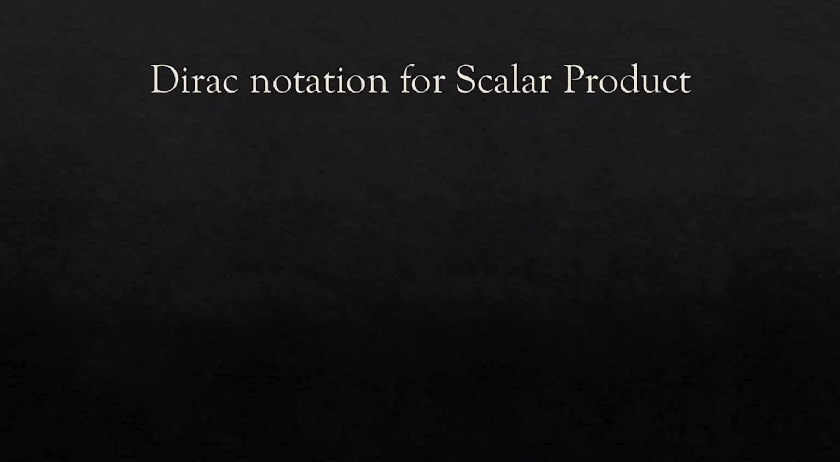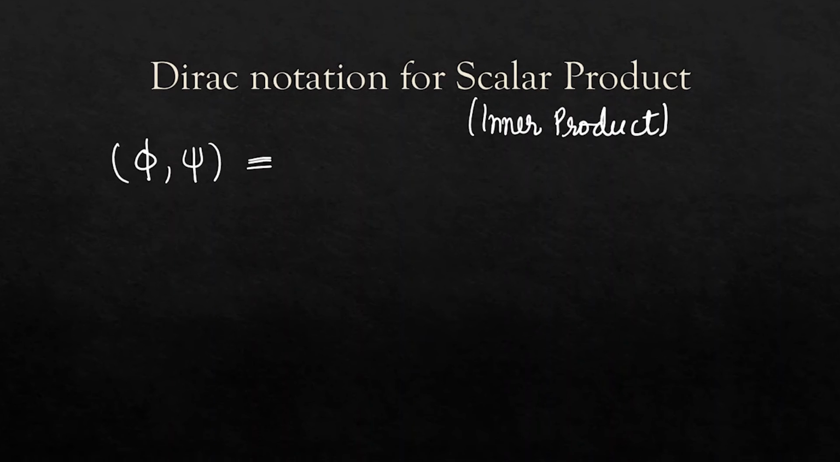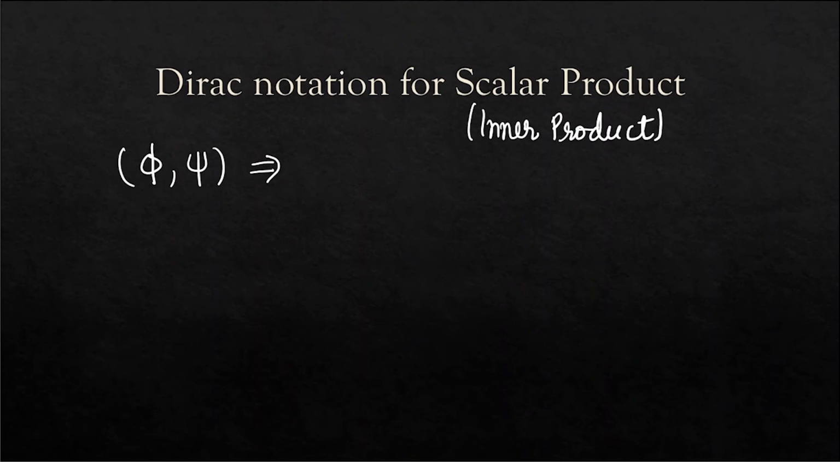So moving to our next slide, we will see the Dirac notation for scalar product. Scalar product को हम inner product भी कह सकते हैं. So अगर हमारे पास दो स्टेट्स phi और psi हैं, तो हम उनका डायरेक्ट नोटेशन कैसे लिखेंगे स्केलर प्रोडक्ट का? तो bra of phi and then ket of psi.